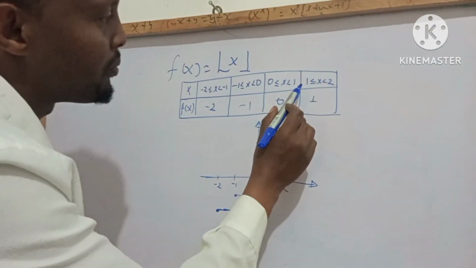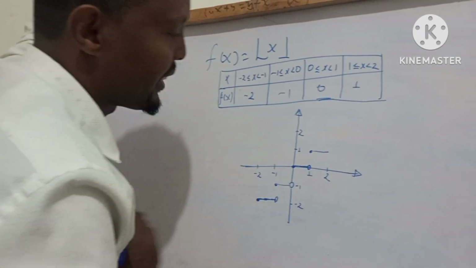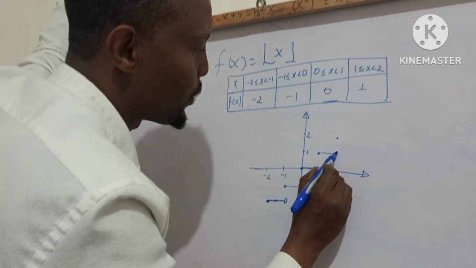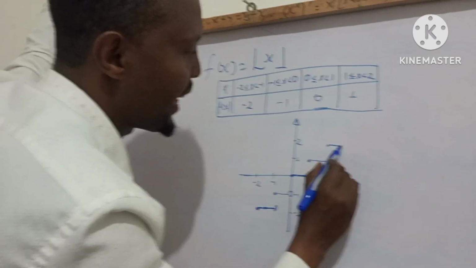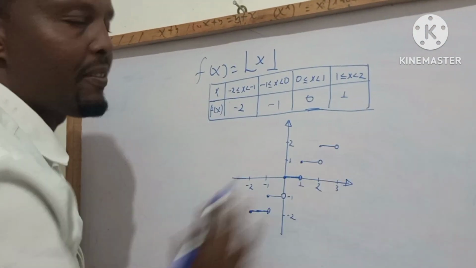So from 1 to 2, the value is 1. So like this, like this. So when it is 2, it is 2. It is 2, not 1. Therefore, we make whole and so forth. It continues like this. So this is the step function.